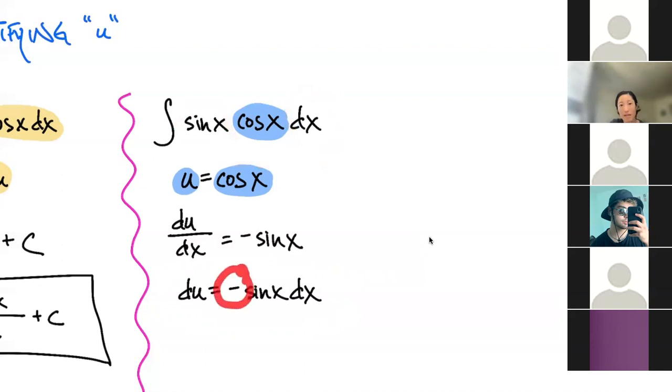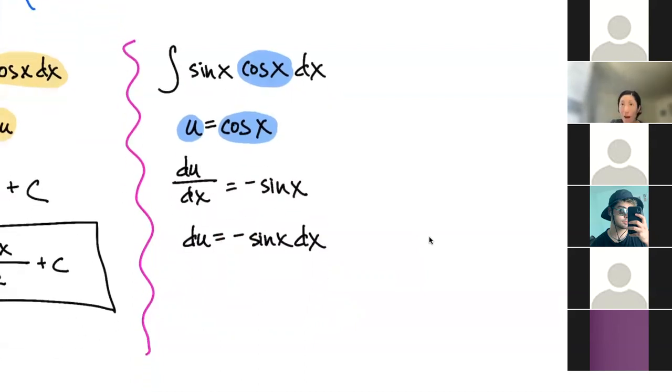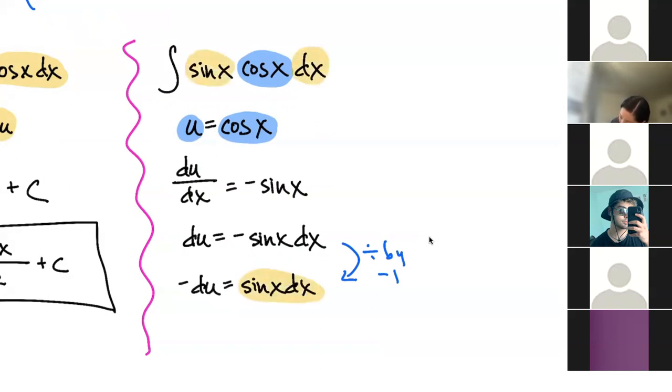So this negative sign, let's move it to the other side. I don't want negative sine x, I want a positive sine x. So let me divide everything by -1, and we get negative du equals sine x dx. Now that means that everywhere I see sine x dx, which happens to be split up, but that's okay, I'm going to replace it with negative du.